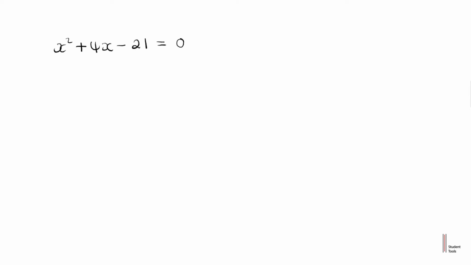Question 1, we have 1.1, and in 1.1 we are given an instruction whereby we are supposed to solve for x. And for the first one, 1.1.1, we have a quadratic expression: x squared plus 4x minus 21 equals 0. So how are we going to solve for x in this case?